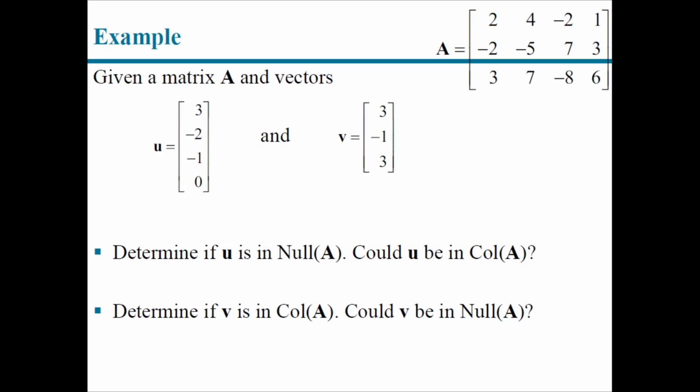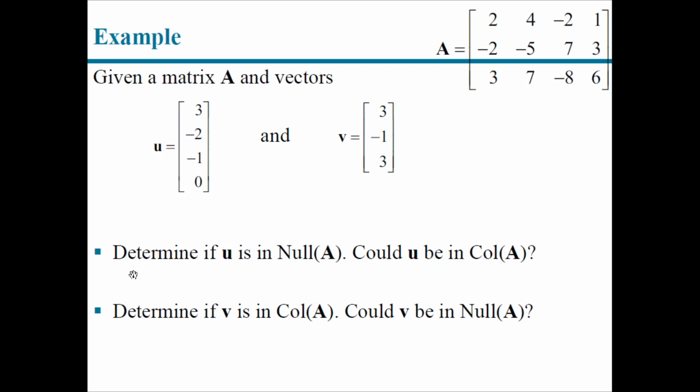We know how to do that. That's straightforward. But now this is different. Determine if U belongs to the null space of A. And also, could U belong to the column space of A? Okay, weird. And something similar for V. Determine if V is in the column space of A and could V be in the null space of A. What are these questions?